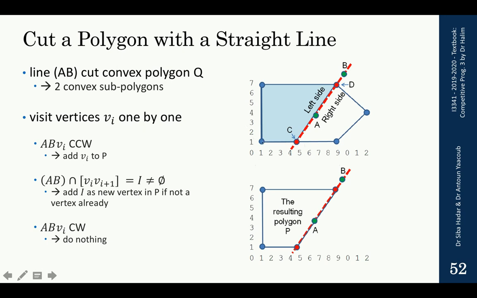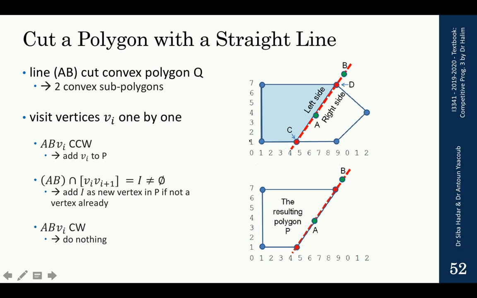So I am walking along the edges also, not only the vertices. I see the edge Vi plus 1. For example, here I have an intersection. If this intersection is not a null set, so if there is a point of intersection, in the schema you see it, this is the point C for the first time, and the point D the second time when its turn comes. So I add also this intersection to P if it is not already a vertex.